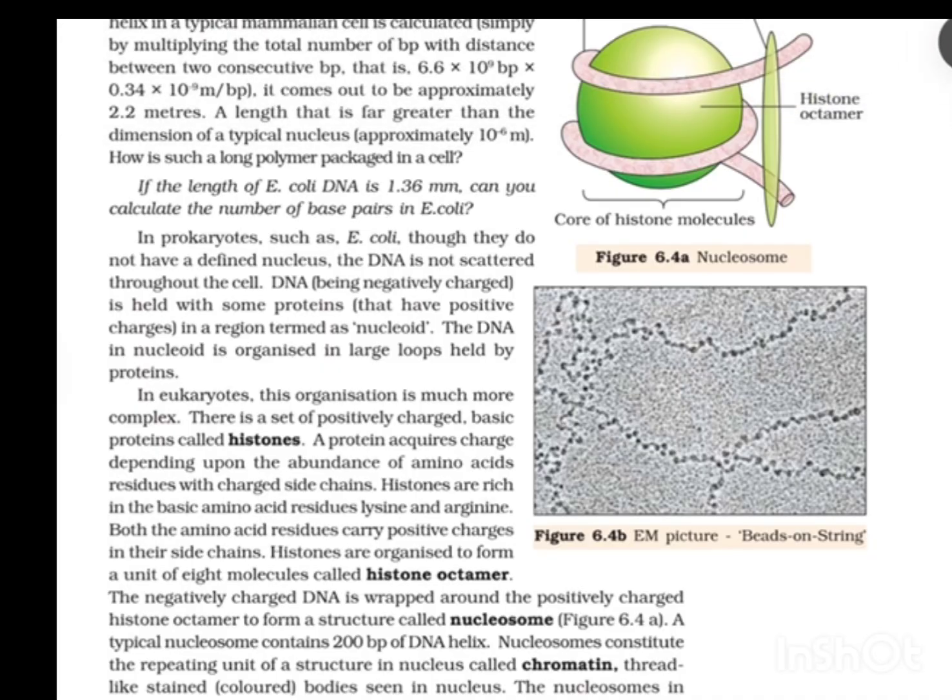There is a line in NCERT: in prokaryotes such as E. coli, though they do not have a defined nucleus, the DNA is not scattered throughout the cell. DNA, being negatively charged, is held with some proteins that have positive charges in a region called a nucleoid. The prokaryotic nucleus is called a nucleoid as there is no boundary around it. The DNA in the nucleoid is organized in large loops held by proteins.